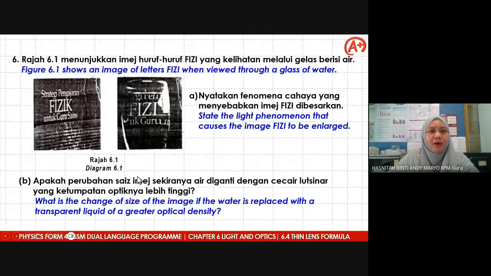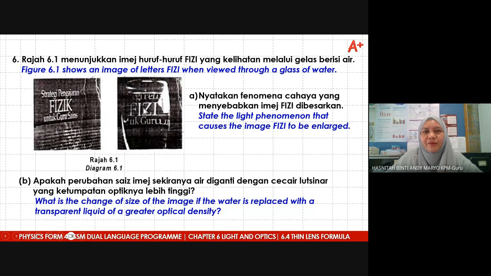So figure 6.1 gives you an image of the letters Phi. The K is missing because it has been magnified, so K is out of the range. The letters Phi, F-I-Z-I, are viewed through a glass of water. So this is the actual object, the actual spelling, and this is the image that appears on the glass.